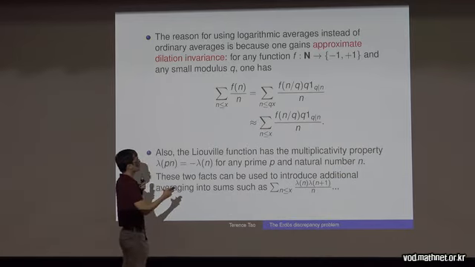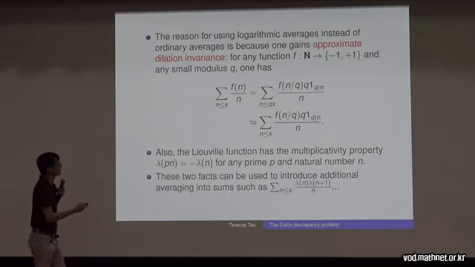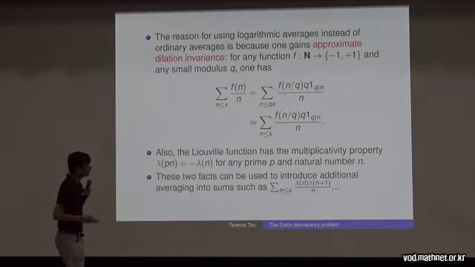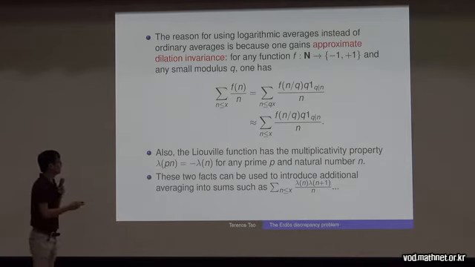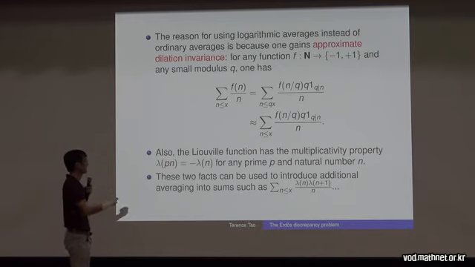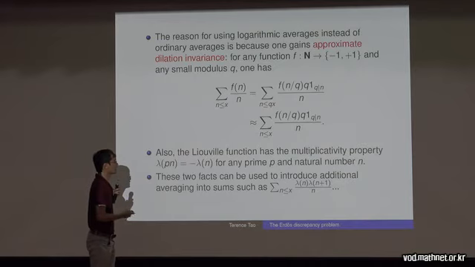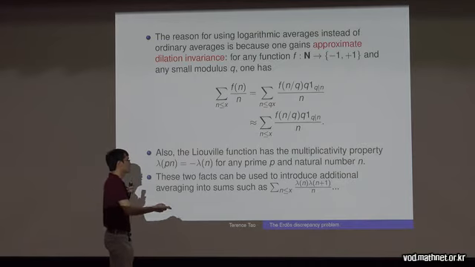This dilation invariance combines very well with the multiplicative properties of the Liouville function. The Liouville function has this particular property because it's multiplicative: if you multiply n by any prime p, lambda of pn is always minus lambda of n, because lambda of n, remember, is minus 1 to the number of prime factors of n. So if you multiply by p, you add one more prime factor. You can combine these two expressions together and use them to make this sum better.